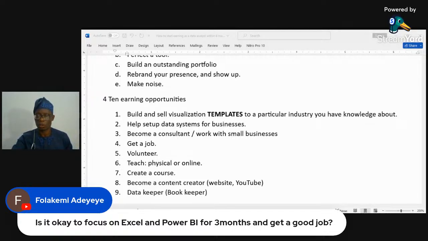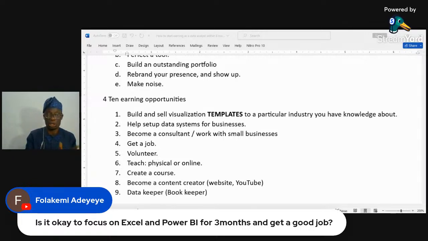Okay, somebody said, is it okay to focus on Excel and Power BI for 3 months and get a good job? I should be very careful in answering this question. Excel is a data manipulation tool and can also do visuals, and Power BI can do visuals. In data analytics, at least have the data and the manipulation tool. When it comes to manipulation, Excel or SQL, you must master at least one. When it comes to visuals, for example Power BI and Tableau, you must master at least one. I'm just giving us an example of these two. So yes, you can start by mastering these two, then you build on it.